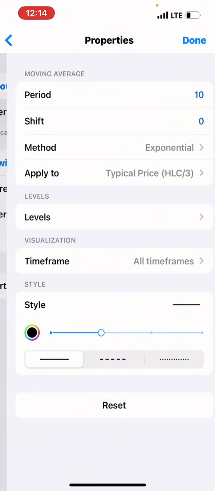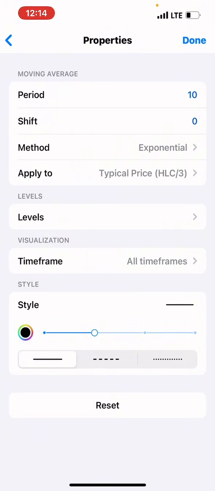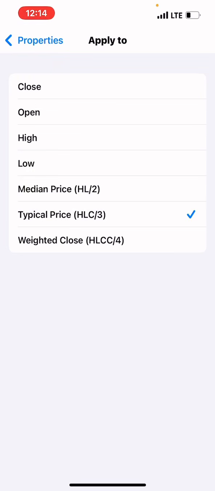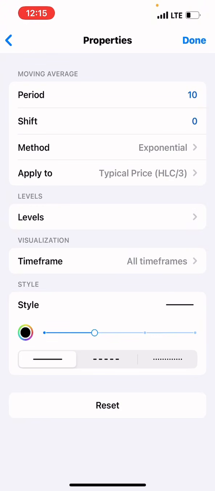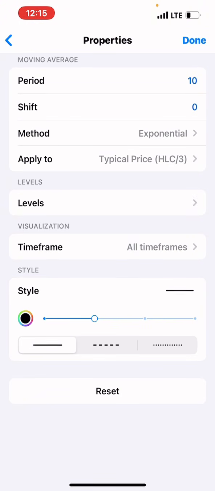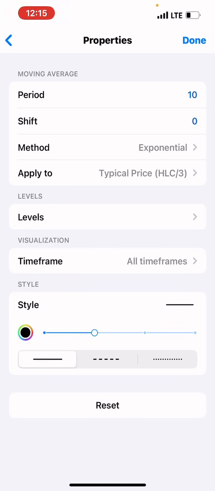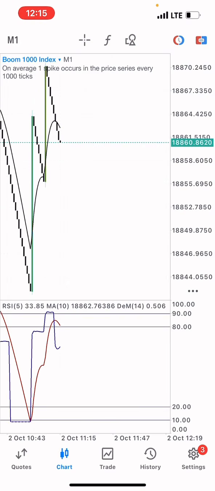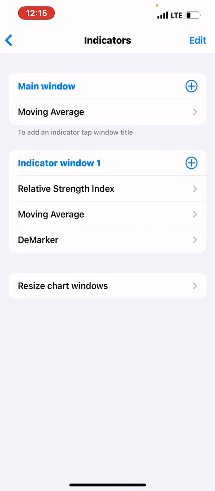So for our main window, moving average period of 10, shift 0, method exponential, apply to typical price. If you click that, you see a range of options. You just take typical price. Levels are not needed, so you skip. And then for visualization, you can see the styling. The background on my chart is white, so I'm using black color here. And then click done when you're done with that, and you would have your moving average running across your main chart.